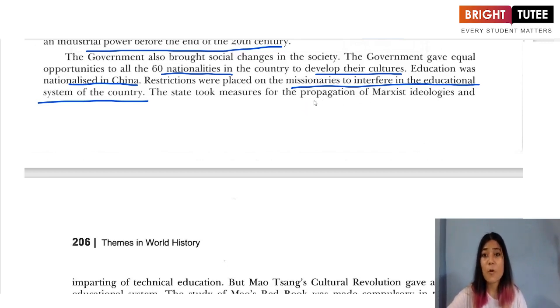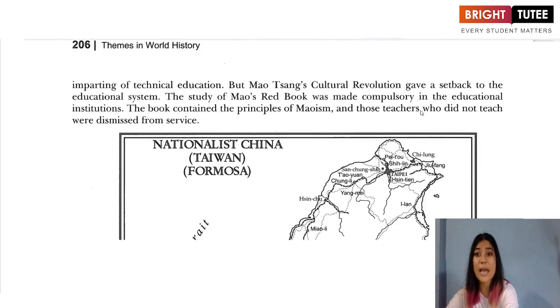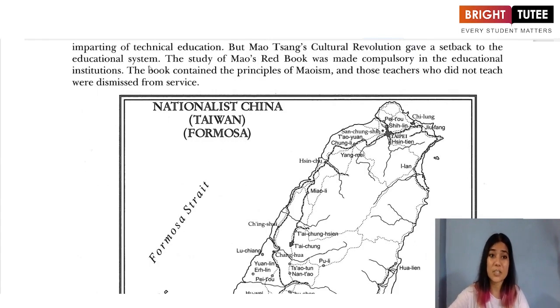Strong measures were taken for the propagation of Marxist ideologies, the ideologies followed by the leaders of the communist government in China. Such ideologies and knowledge were also imparted along with technical education to the students. But there was a problem with the educational aspect of Mao Zedong's Cultural Revolution. Mao made it compulsory for educational institutes to read Mao's Red Book. This book contained principles of Maoism, and if teachers did not agree to teach it to students, they were dismissed from service and punished by the government.